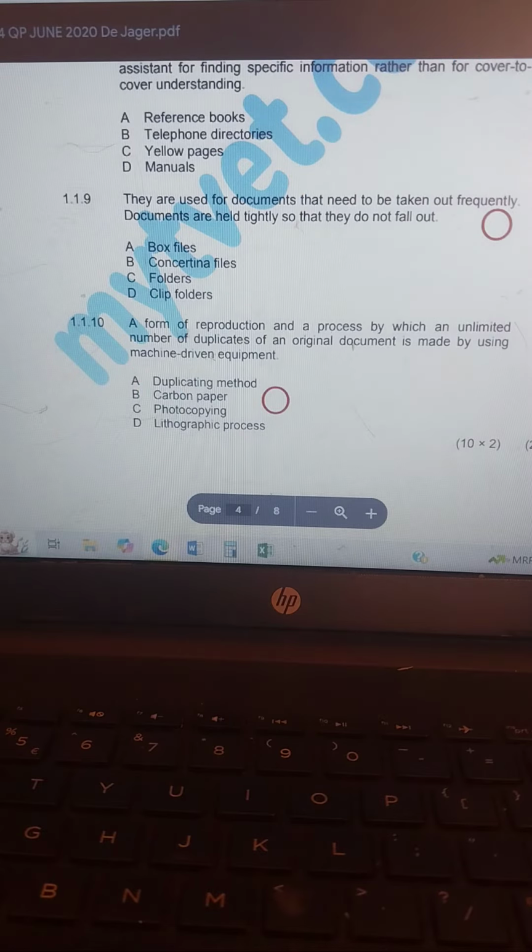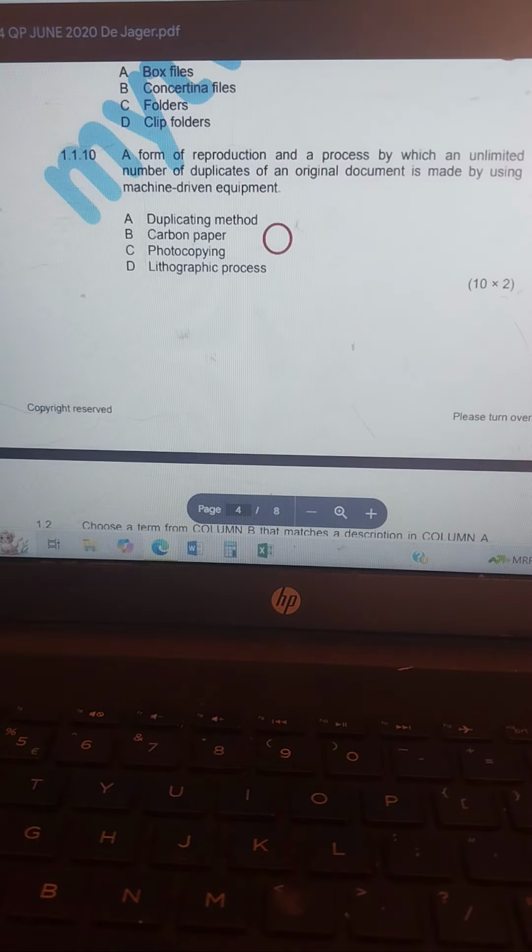Then number 9, they are used for documents that need to be taken out frequently. Documents are held tightly so that they do not fall out. What is your answer there? It's D, clip folders. Number 10, a form of reproduction and a process by which an unlimited number of duplicates of an original document is made by using machine-driven equipment. What is your answer there? A, which is a duplicating method.